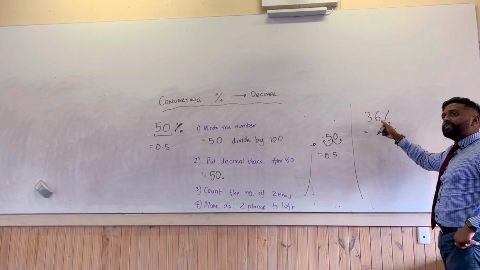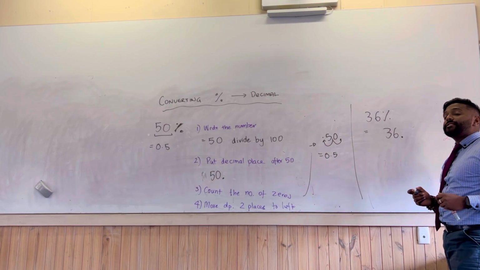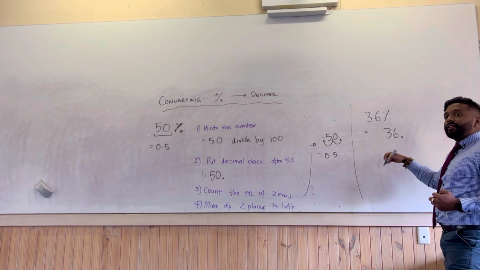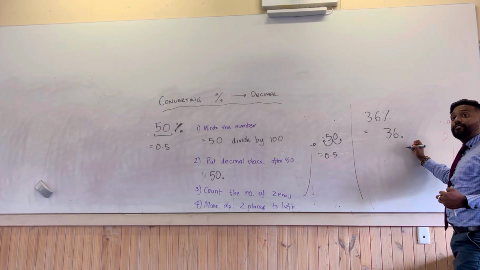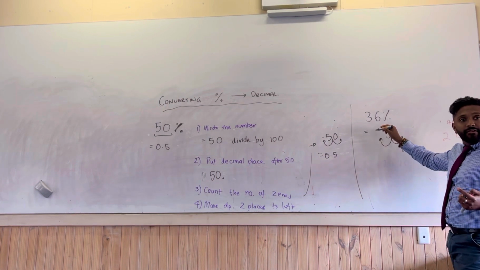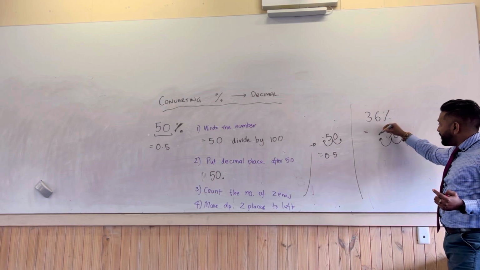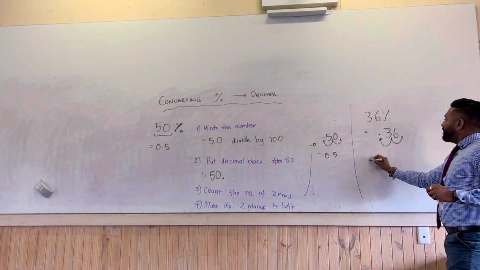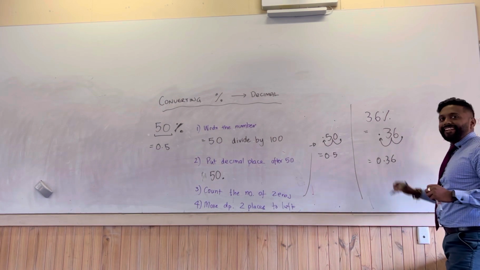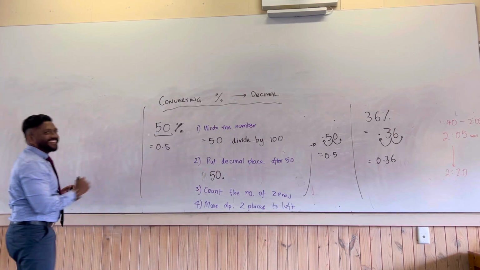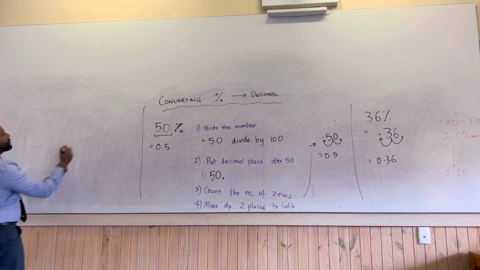So 36%, what number is that dividing by? 100. How many zeros are there in 100? 2. So how many places are you going to move it back? 2 places. So 1, 2, and then you put the new decimal place, which is here. What's that new number going to be, Blake? 0.36. Well done. Very good.